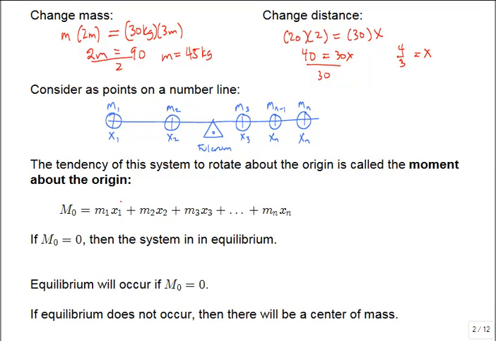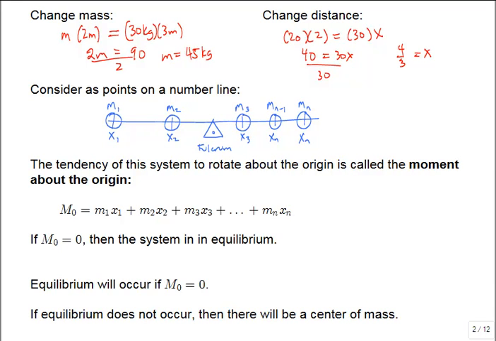So you would just take this first mass, m sub 1, times its distance from the origin, which is x sub 1, mass 2 times x sub 2, mass 3 times x sub 3, and so on, up to the very last one. Now, if this moment is 0, then we would say that the system is in equilibrium. So this seesaw is not going to tip one way or the other.